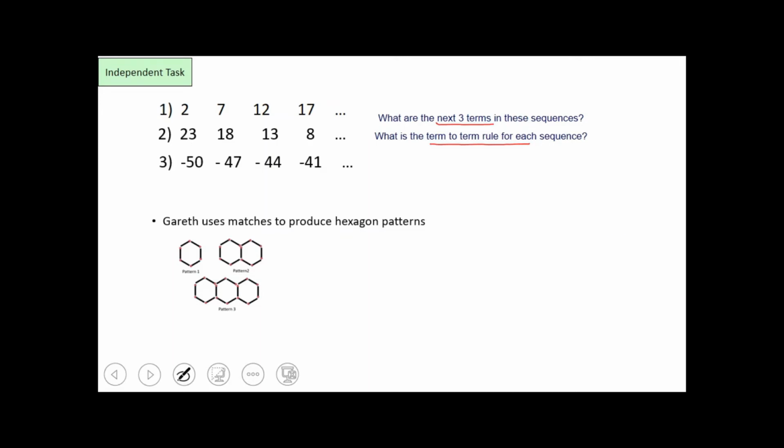And then to finish off, you've got the last question, which says, Gareth uses matches to produce hexagon patterns. A hexagon is a 6-sided shape. So what you need to do now is find out what the next 2 patterns are, so you need to draw the next 2 patterns. Think about what I said previously: draw the previous pattern and then find out how many you need to add on every time.